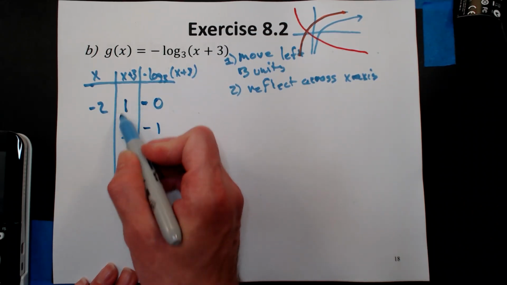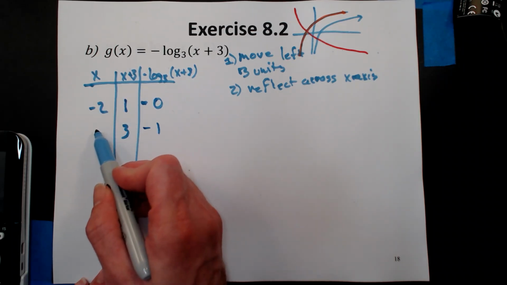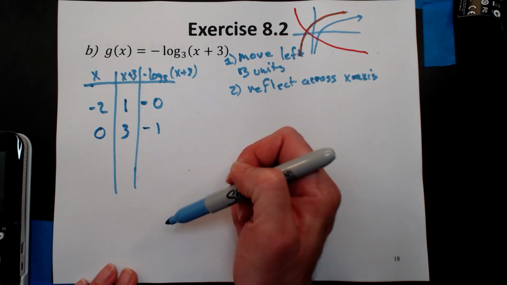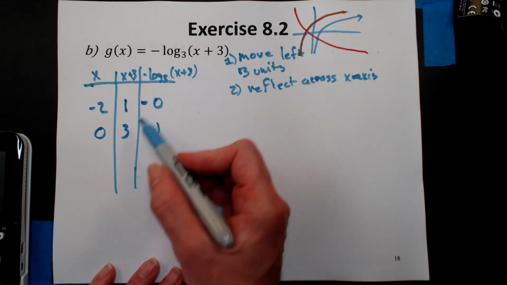So what would give me 3 here? Well, if I add 3 to it, I'm going to have to subtract it back off. So this must have been 0. So if I plug in 0, then I'm going to get negative 1 back out. So with those two main points, and you can graph other points, any powers of 3 could work.